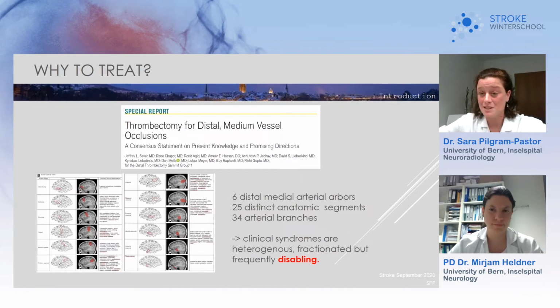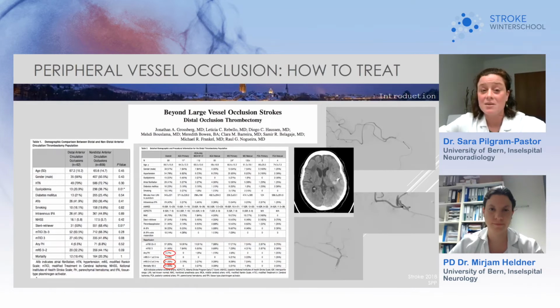There is one important, not really a study, it's more a review, which we want to recommend. It's the one from Saver called Thrombectomy for Distal Medium Vessel Occlusion, which gives a really nice overview about this topic and also explains very nicely which branch of which vessel causes which symptoms. So you can learn about those 34 arterial branches and their syndromes. A clinical syndrome is always heterogeneous, fractionated, and frequently disabling. There is not really a randomized trial about this topic.